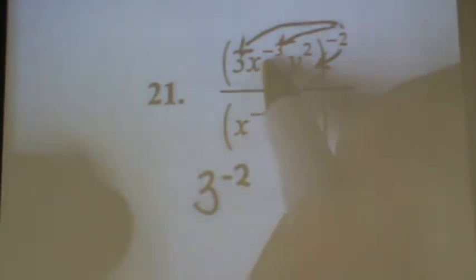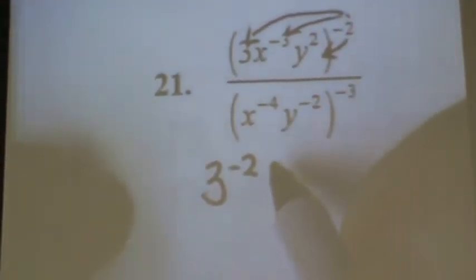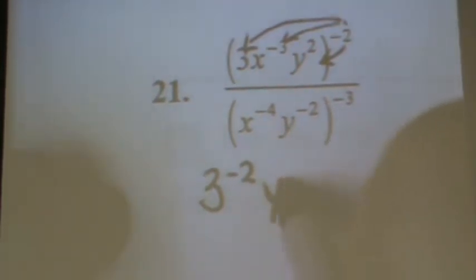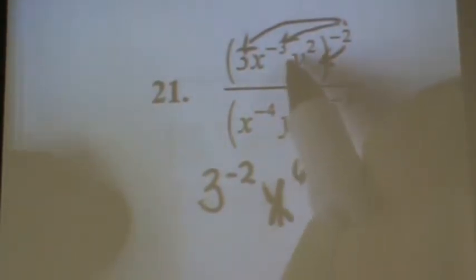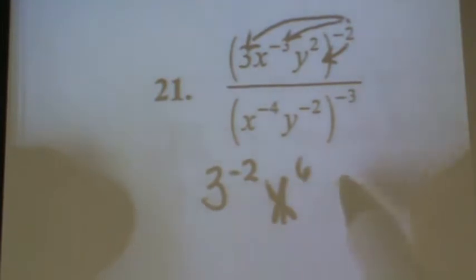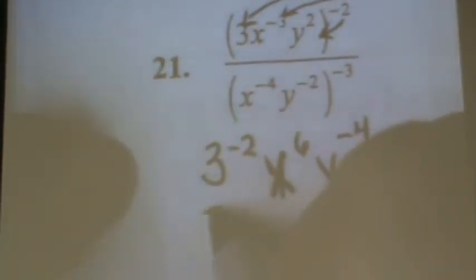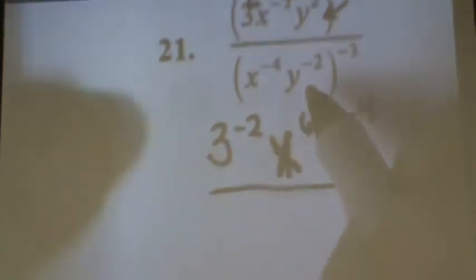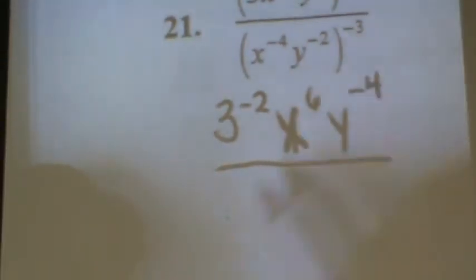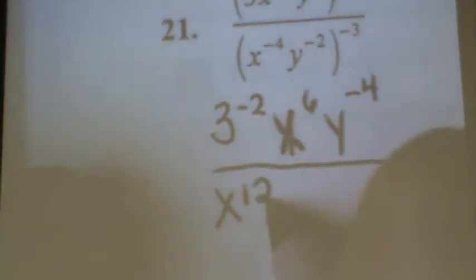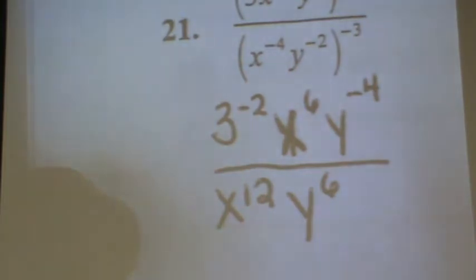And then we have x, negative 3 times negative 2 is positive, that's an x to the 6th power. Negative 3 times negative 2 is positive 6. And y to the negative 4. That's on top. On the bottom, you're going to have negative 4 times negative 3, which is 12. And then we have y to the positive 6.